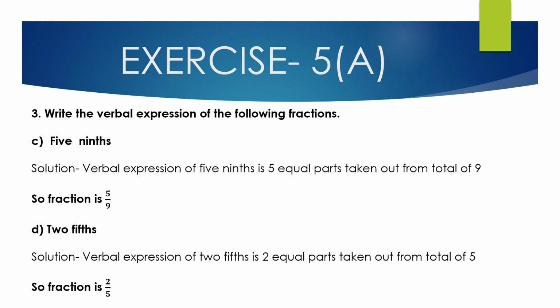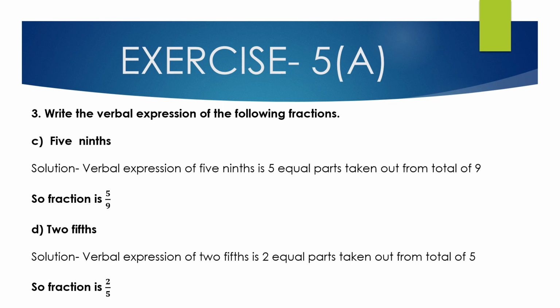Now third bit is 5 ninths. Verbal expression of 5 ninths is 5 equal parts can be taken out from a total of 9. So we can represent this in fraction form as 5 divided by 9. So fraction will be 5 divided by 9. Here 5 is the equal parts and 9 is the total parts.